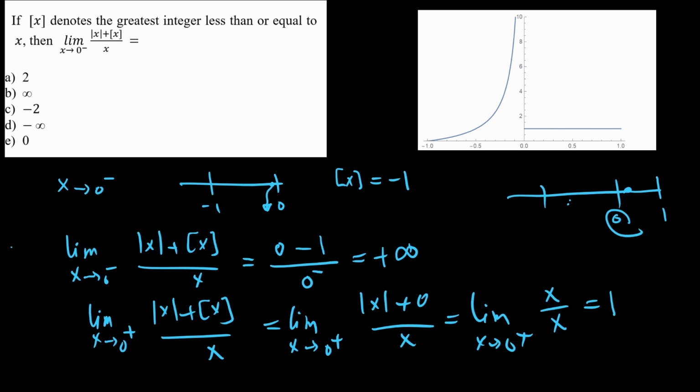If a graph is of interest to you, then this is a graph of the function of the absolute value of x plus the greatest integer of x divided by x. As you can see, if you approach 0 from the left, the function is going to go to plus infinity. As you approach 0 from the right, the function will sustain a value of 1.